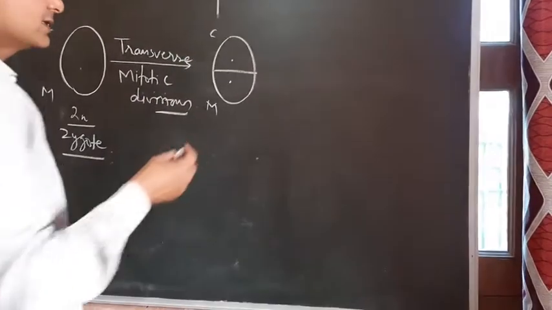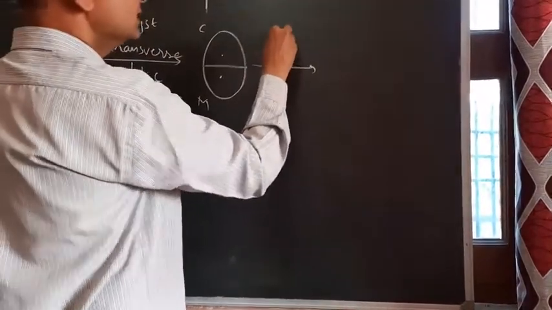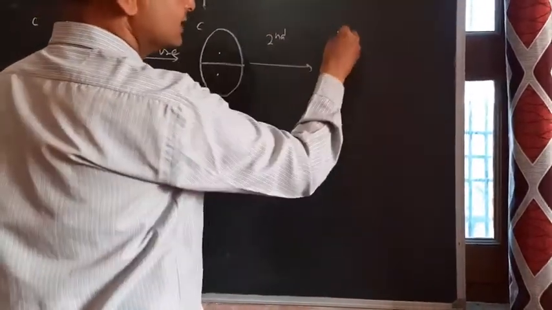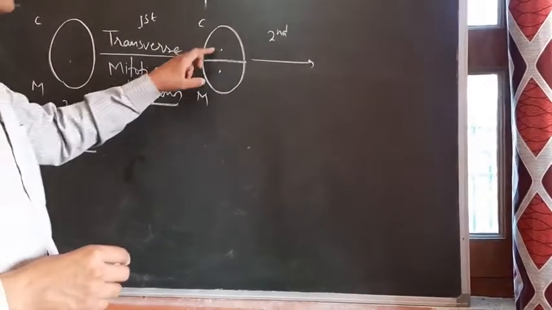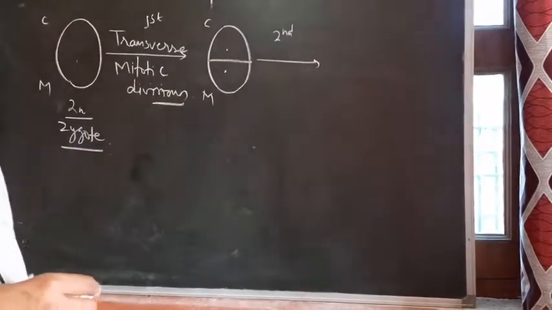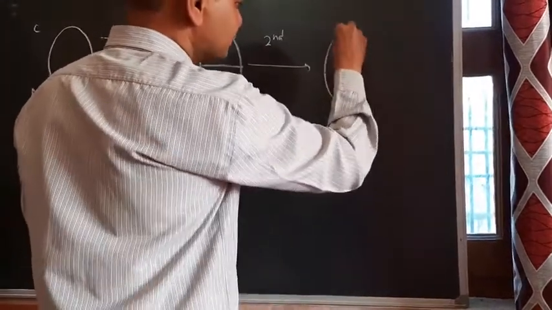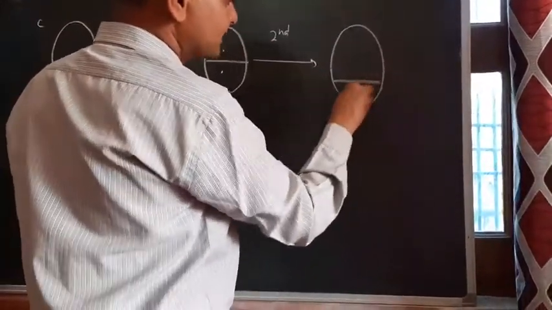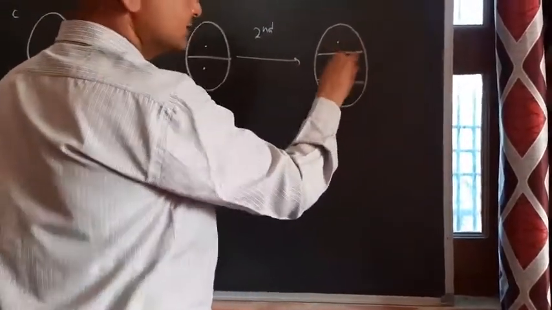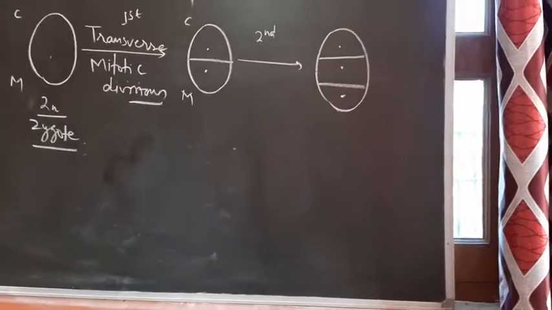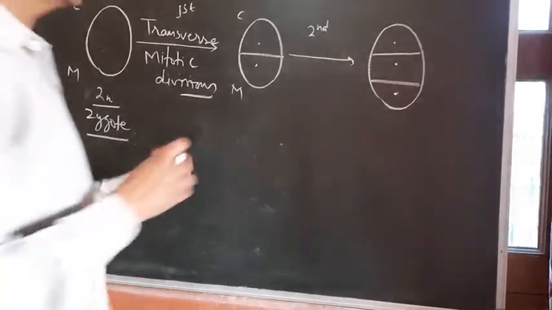This is the first division, and it is followed by the second division, which will result in the formation of a three-celled structure, not four-celled. The reason why: out of these two, only one is going to get divided, the other will not divide. So one will remain as such at the micropylar end, and at the chalazal end this cell will divide to form two cells. So we find a three-celled structure by the second mitotic division.